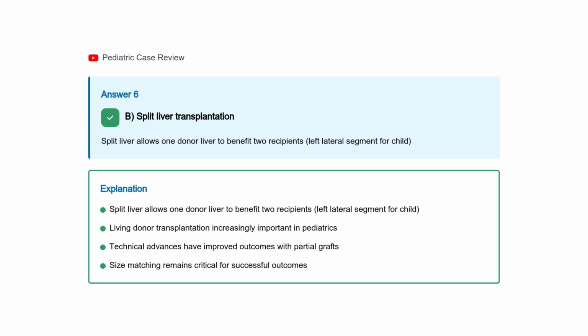Split liver transplantation allows one donor liver to benefit 2 recipients, with the left lateral segment typically used for a child. Living donor transplantation has become increasingly important in pediatrics. Technical advances have significantly improved outcomes with partial grafts. Size matching remains critical for successful outcomes in pediatric liver transplantation.